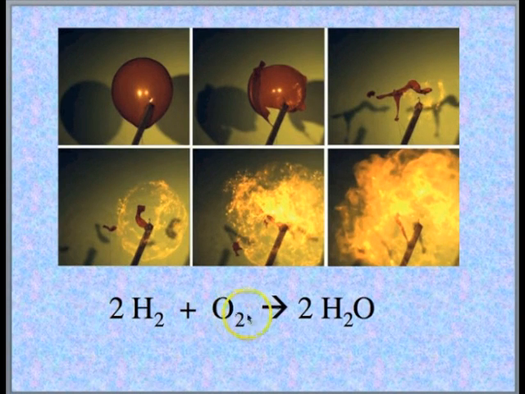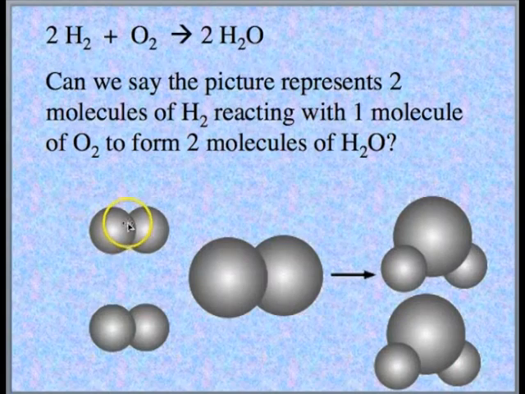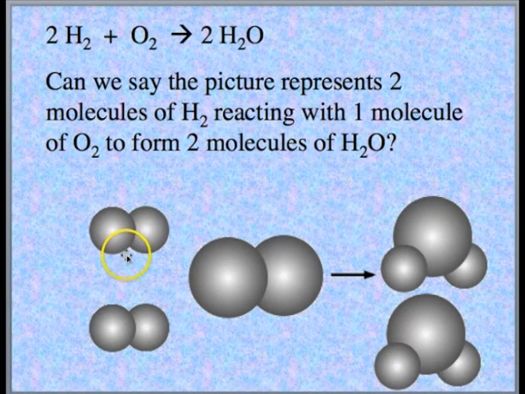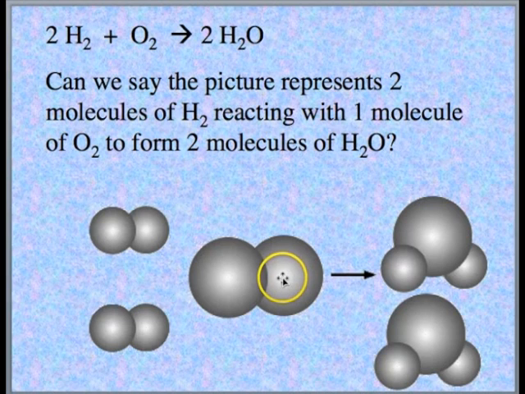2H2 plus O2 yields 2H2O. Another way to represent this is as a series of pictures representing the actual molecules. Here's H2, here's another H2. That's 2H2. Here's one molecule of oxygen.